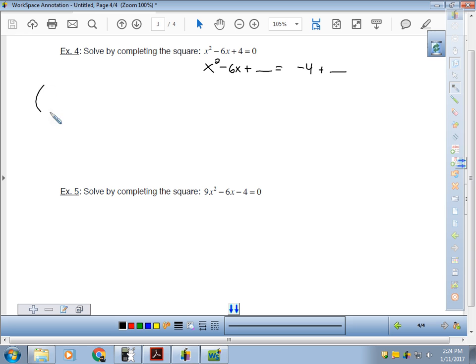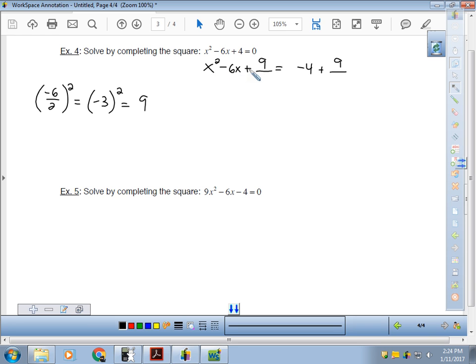Take your middle number, which is negative 6, divide it by 2, and then square it. What is negative 6 divided by 2? It's negative 3. What is negative 3 squared? It's 9. So what goes in both of these blanks is a 9. So plus 9, plus 9.